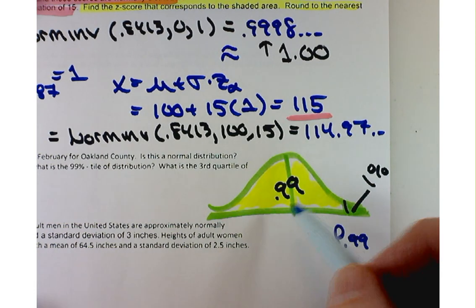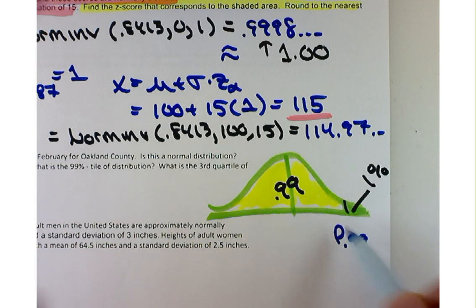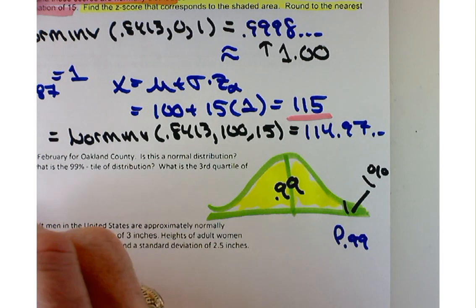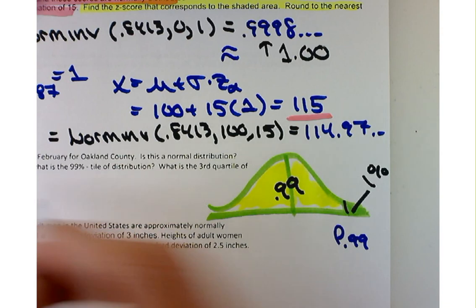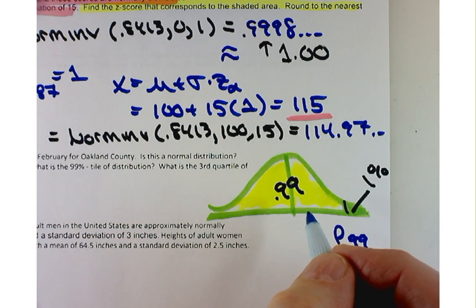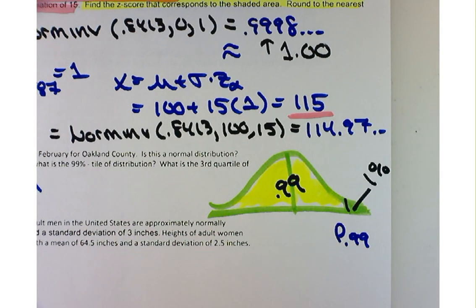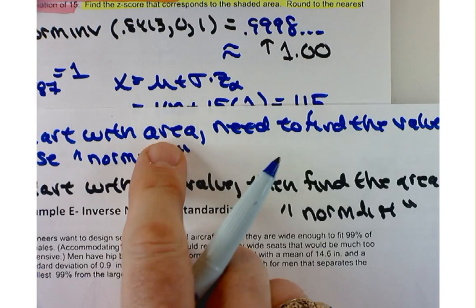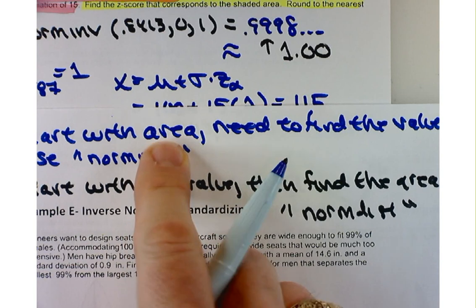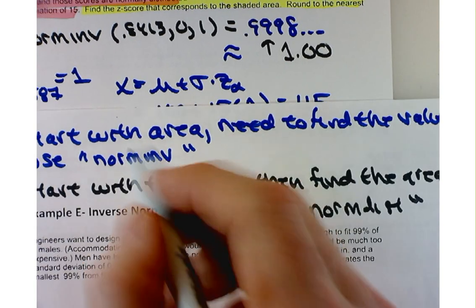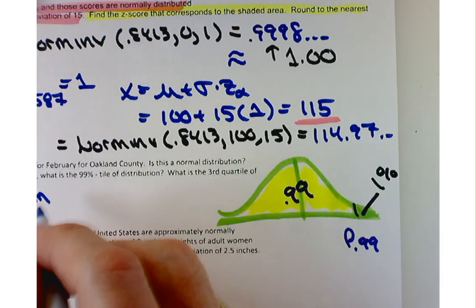So if I want 0.99, if I'm looking for this value down here, how should I find it? Norm distribution or norm inverse? Distribution. Well, let's look back. Oh wait, because you have the 99% inside. Yeah, the 99%, that's your area. If you're starting out with 99% and you want to find the value, then you use norm inverse. So norm inverse.